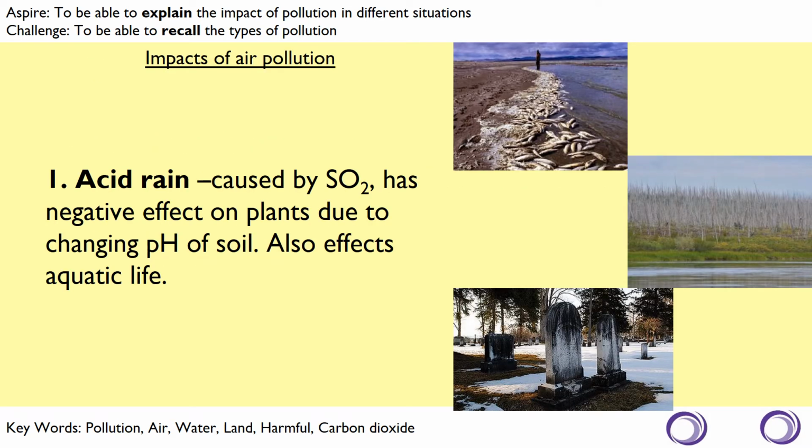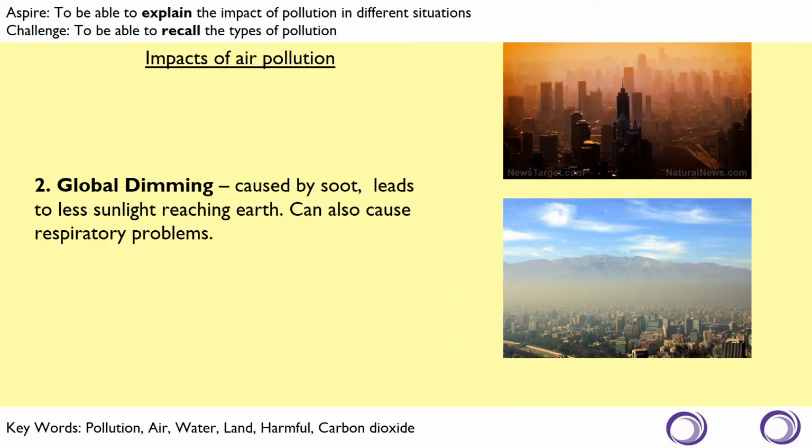Now, acid rain is caused by sulfur dioxide, and it has a negative effect on plants due to changing the pH of soil, and it can also affect aquatic life. Alongside that, acid rain can also dissolve limestone and marble slowly over time. Global dimming is caused by soot building up in the atmosphere, and it leads to less sunlight reaching the earth. It can also cause respiratory issues.